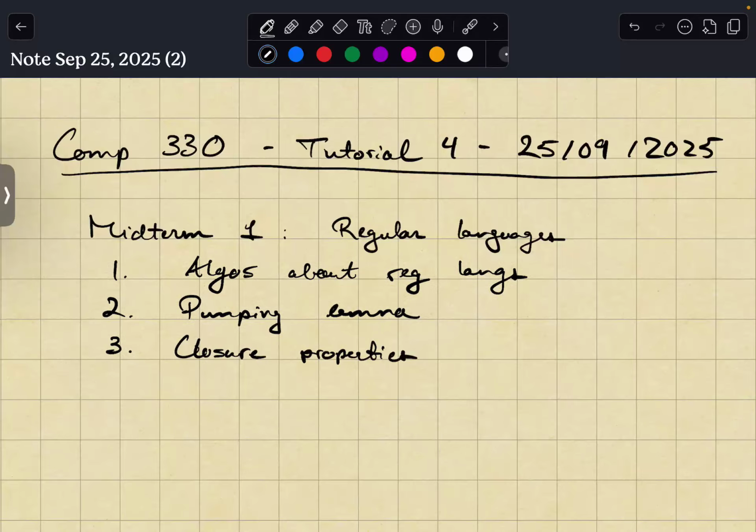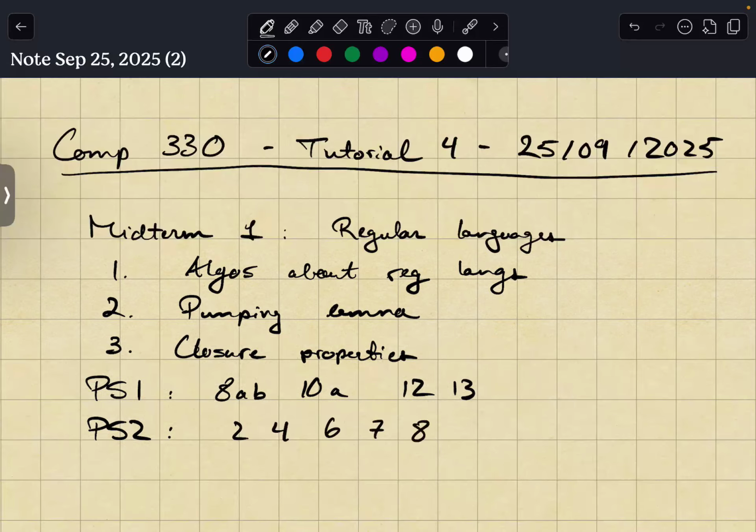Okay. And I had promised that I would be a bit more explicit about the problem sets. So here's me being a bit more explicit. I think all of the problems in the problem sets are good, but these are particularly good. Something like 8 AB, 10A, and then 12 and 13 from problem set 1, and then 2, 4, 6, 7, 8 are all very good for problem set 2.